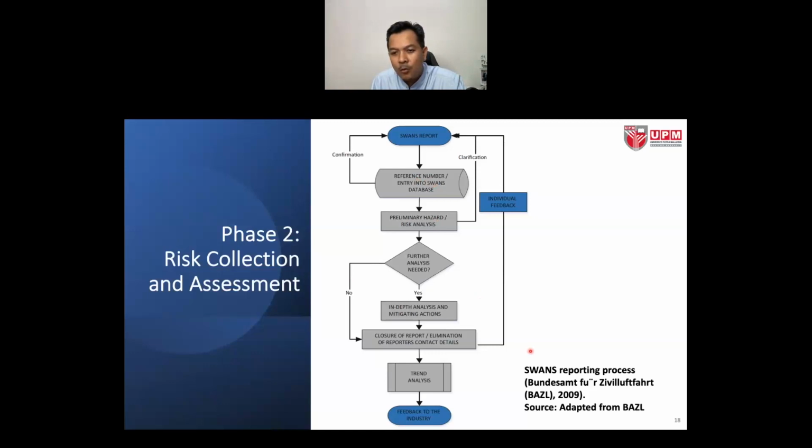Okay, so this is just a process of what we call the SWAN reporting process. This is the reference that I took. Basically, from the SWAN report, you have a reference number, you have preliminary hazard and risk analysis, further analysis needed. If yes, in-depth analysis and mitigation action, closure of report or elimination of reporters' contact details, and then you can go into the trend analysis and feedback to the industry. So within the process, we also have a loop in terms of looking at the actual process.